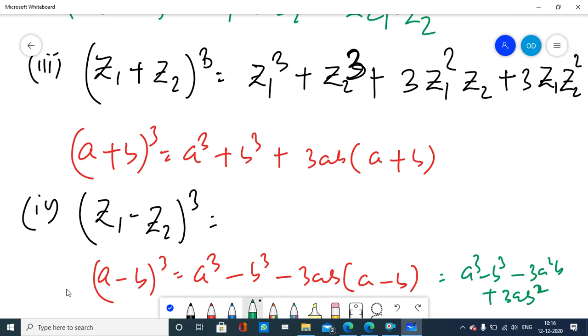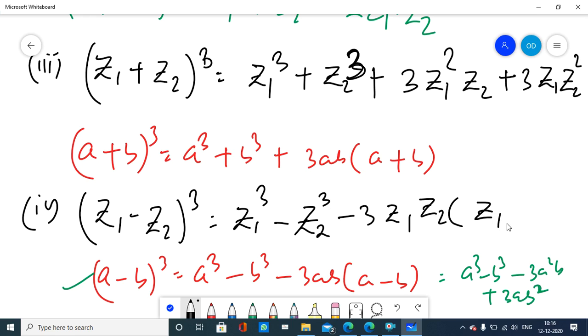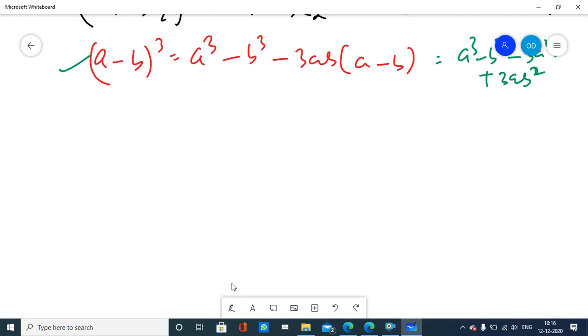Remember, this was the formula you have memorized. Okay, also you can use this. They are the same. Get my point so far? So here Z1 cube minus Z2 cube minus 3 Z1 Z2 into (Z1 minus Z2), or you can also use this one, Z1 cube minus Z2 cube minus 3 Z1 square Z2 plus 3 Z1 Z2 square. Whichever formula you use, you have to memorize this formula at any cost. Okay, got my point so far?